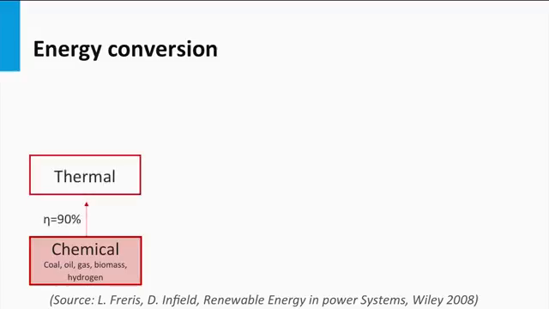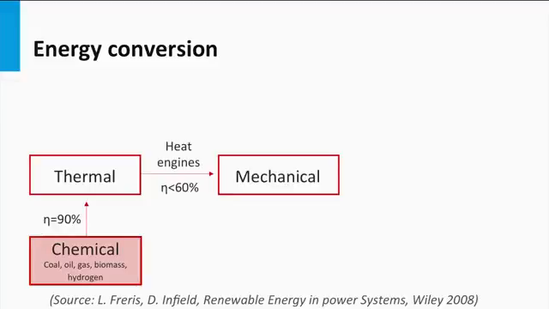By burning fossil fuels, roughly 90% of the chemical energy is converted into heat. Using heat engines, thermal energy can be converted into mechanical energy. Heat engines have a conversion efficiency of up to 60%. The vast majority of current cars and trucks are based on this principle.